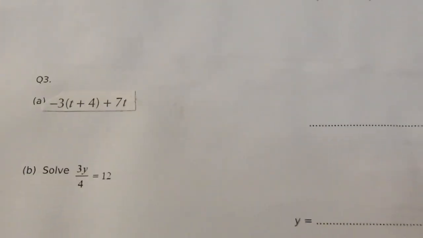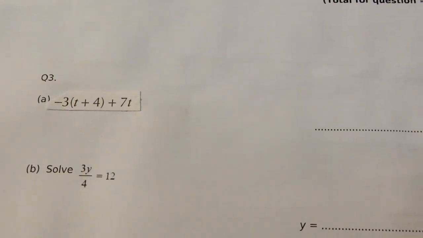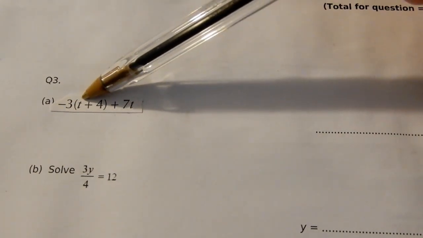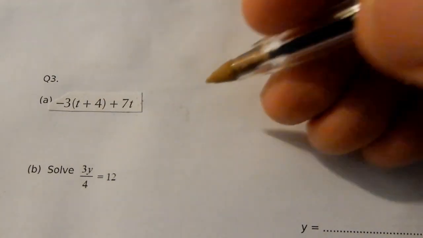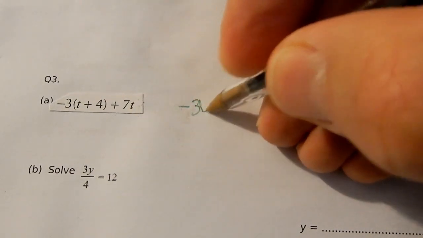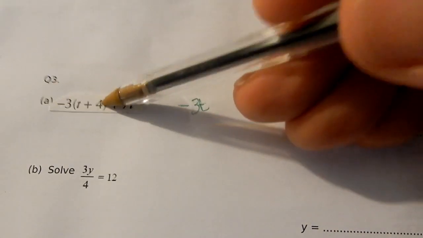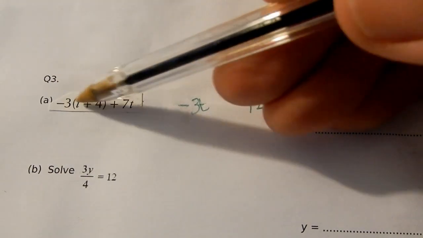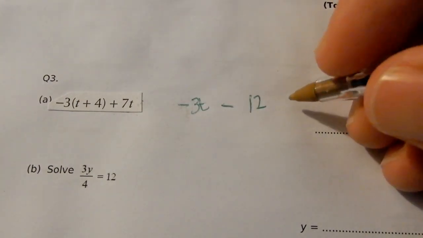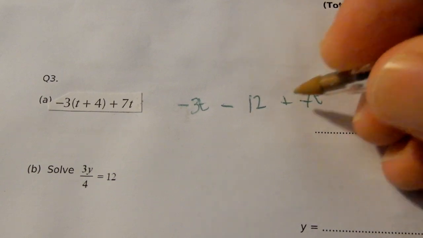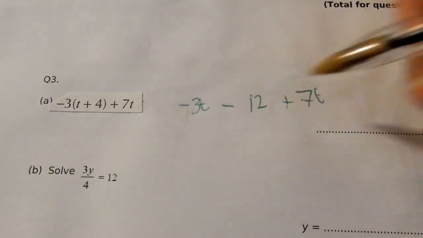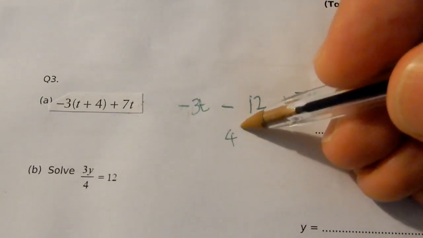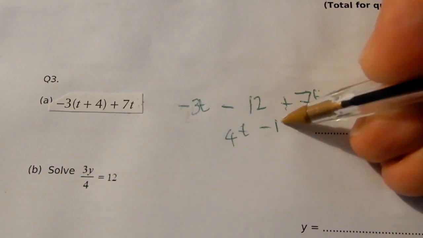Okay, going over here. Okay, what have we got? Minus 3 times t plus 4, and then add 7t. Minus 3 times t is minus 3t. Minus 3 times 4. 3 times 4 is 12. But it's minus 3. No, this is minus 12. And then I've still got the add 7t. And then I can simplify. Okay. So 7t take away 3t is 4t minus 12.